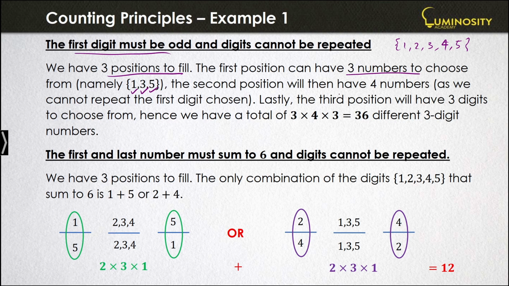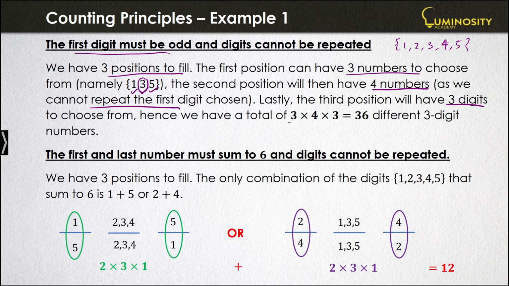Now the second position, that'll have 4 numbers. Because why? We cannot repeat the first digit that was chosen, and there were 3 possible digits for the first one. So we've chosen one of those. That means the other 2 are still up for grabs, along with the other 2 that were remaining, in this case the numbers 2 and 4. So that means that the second position will have 4 numbers. Lastly, the third position will have 3 digits, because now we've chosen 2 digits already and we cannot have repetition.